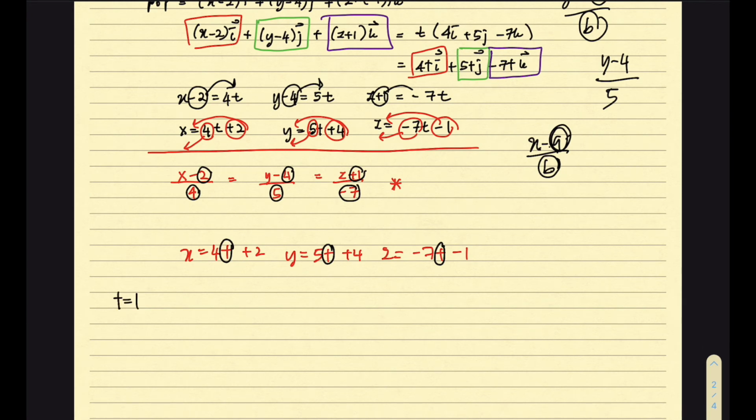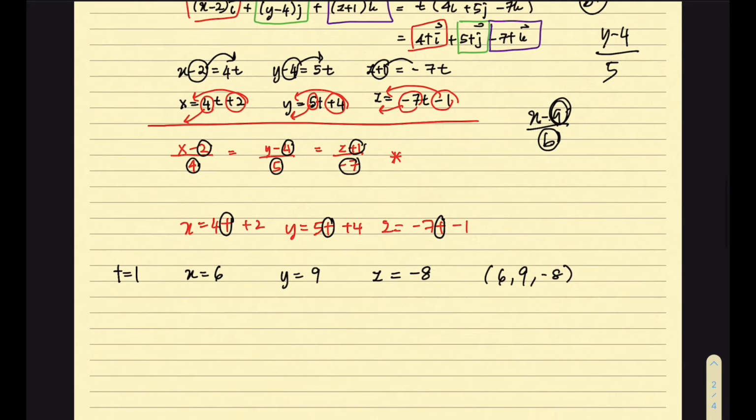So we will get x equal to 4 times 1 is 4. 4 plus 2 is 6. So we will get x equal to 6. When t equals 1, here we have 5 times 1, 5 plus 4, 9. So we have y equal to 9. Here when t equals 1, you will get negative 7 times 1, negative 7. Negative 7 minus 1, negative 8. So you have z equal to negative 8. Means that you have the point 6, 9, negative 8 that lies on the line. Okay, that is for t equal to 1.